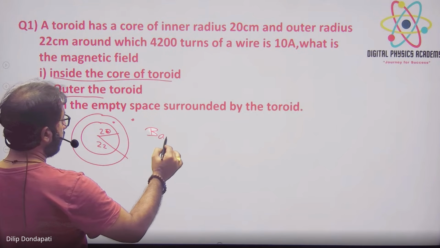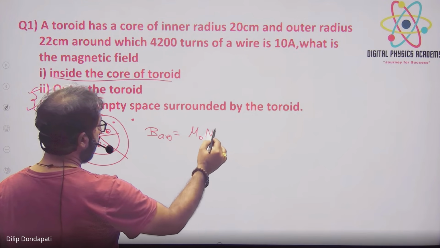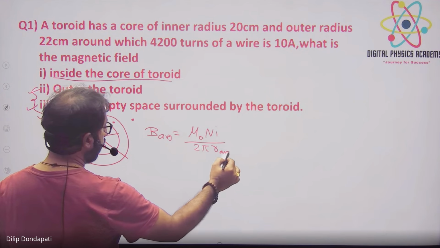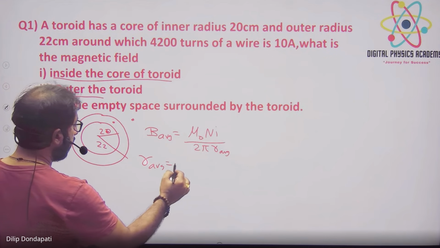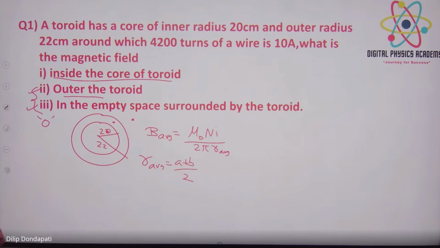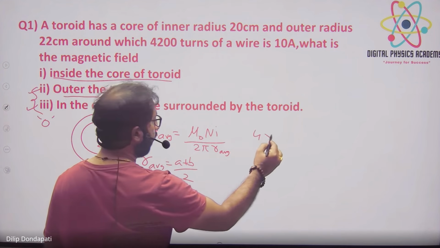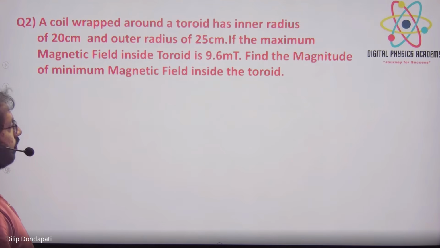B average is mu naught N i by 2 pi R average. How much is R average? A plus B by 2. So how much is it? Same answer. 4 into 10 power minus 2 Tesla is the answer. Next one.